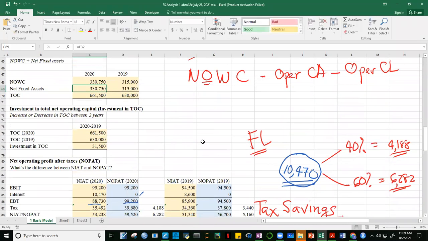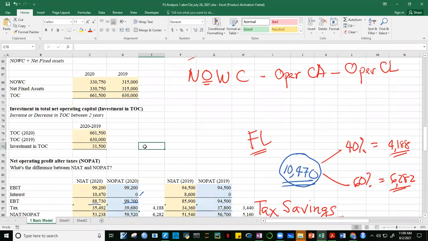And then we said that it's just coincidental that the two are the same. They're not usually the same. It's just a coincidence, guys, na pareho sila. And it's doubly coincidental na pati yung 2019. So total operating capital for 2020 was 661,500. At the beginning of the year, it was 630, and then it increased to 661,500. Ibig sabihin, may additional investment pa, which brings us to this one, investment in TOC of 31,500. So you just get the difference between the ending and the beginning, 31,500.